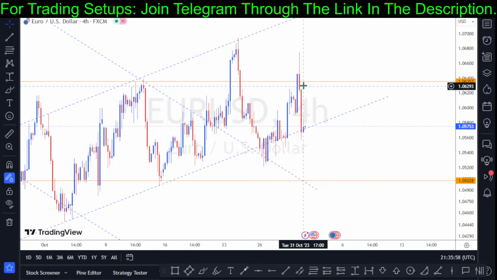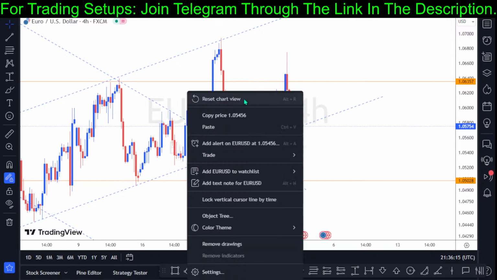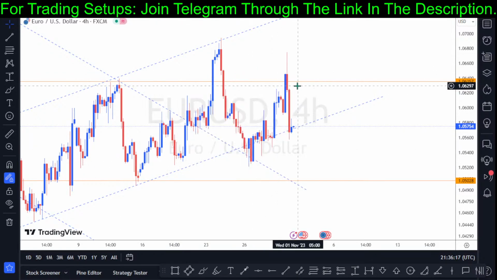So at this level right here, those who long at this resistance on Euro USD, see what happened to them today. I have a lot of traders who were weeping in my Telegram group today, who cried bitterly about how they lost a lot of money on Euro USD because they tried to long at a resistance structure. So never long at resistance structure. Never do that. If you do that right there, you can see what happens.